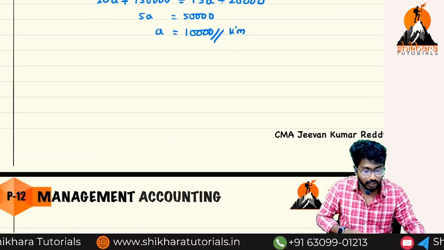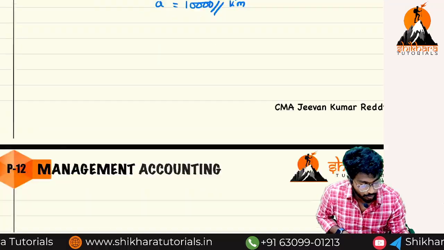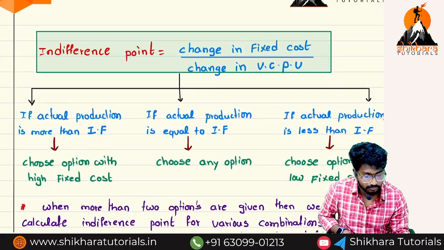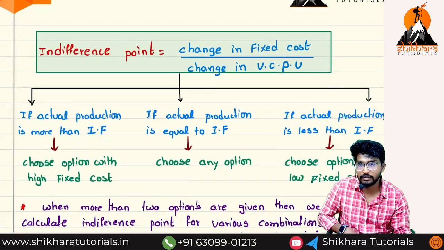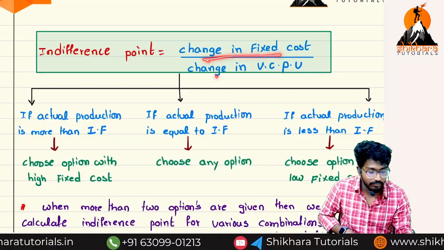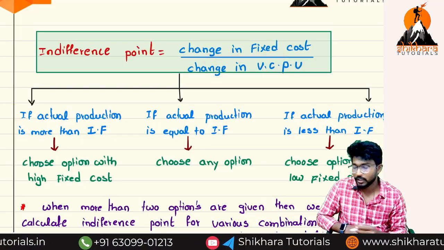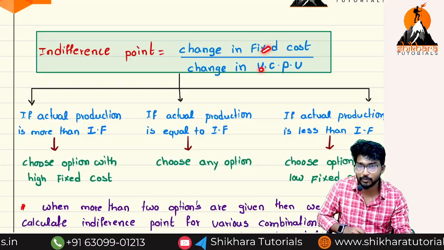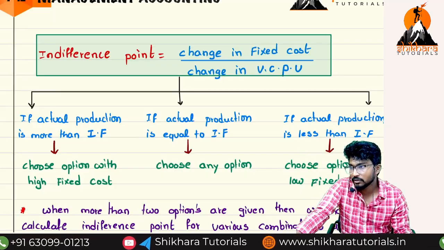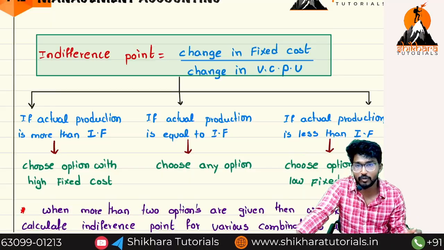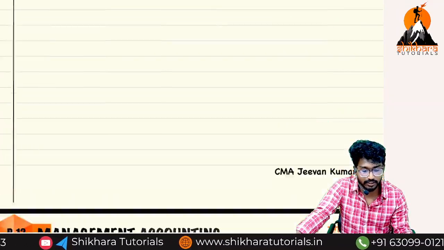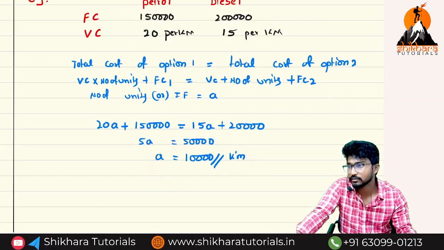Here I am writing the formula for the indifference point. What is the formula? Change in fixed cost divided by change in variable cost per unit. Now, what is the change in fixed cost in our example problem? 50,000. Divided by the change in variable cost, 20 minus 15, 5 rupees. 50,000 divided by 5, 10,000. That's what we got as the indifference point according to the mathematical calculation.